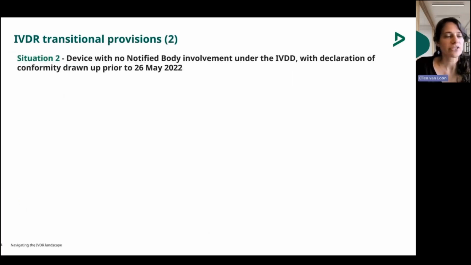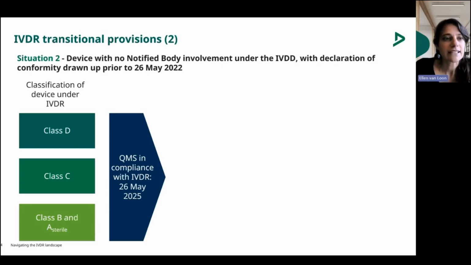The other situation, situation 2, is for devices with no notified body involvement under the IVDD and which had a declaration of conformity drawn up prior to 26th of May 2022. Then they look at the classification of devices under the IVDR. So that's again why it's important to have a correct classification of your device. For all the different risk classes, the QMS should be in compliance with the IVDR from 26th of May 2025.